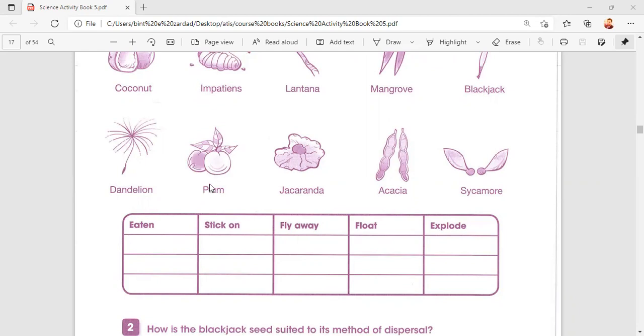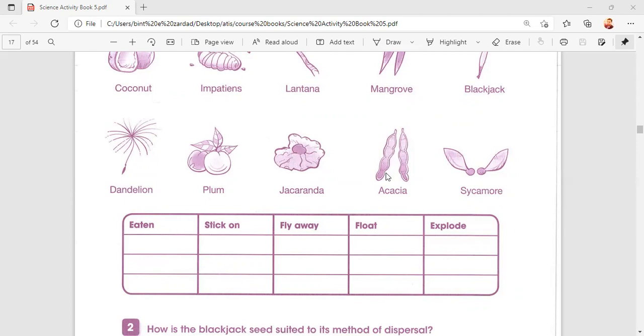After this, palm, being eaten by animals, eaten by birds or insects. So you can say by animal. After this, jacaranda. It's not floating, it's flying away. Yes, it has wings, so it can fly. Jacaranda flies away with the help of air. With the help of air, these seeds can be spread out, or you can say dispersed by air.